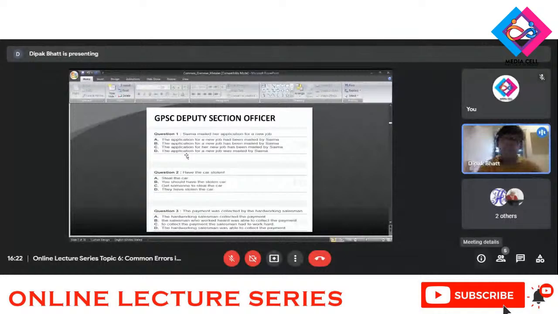See the second sentence. The second is a different kind of sentence, which you will find out, and that was asked in this deputy section officer's exam. So: have the car stolen? So this is an exclamatory sentence. You can see at the end there is an exclamation mark. Okay, so there are four answers over here. Steal the car, that's a sentence. Then you have, you should have the car, the stolen car. Then the third is get someone to steal the car, and the fourth one is they have stolen the car.